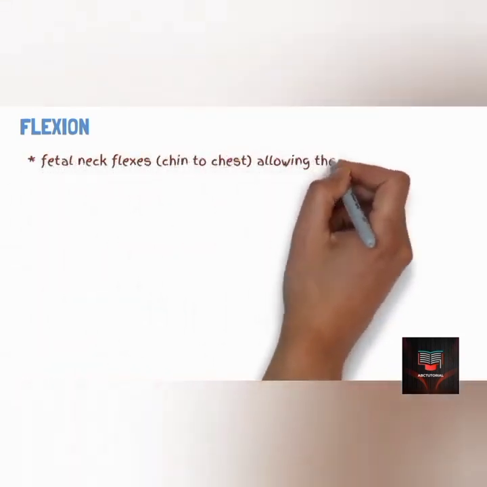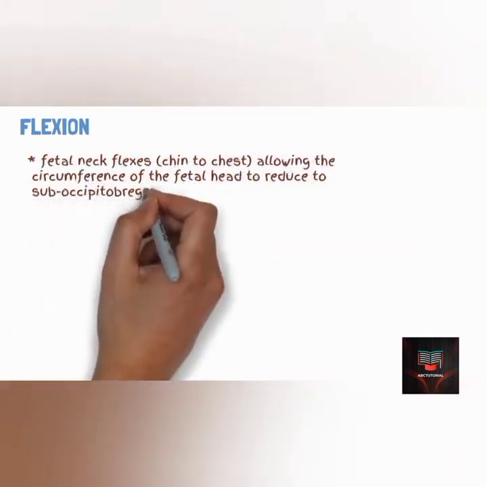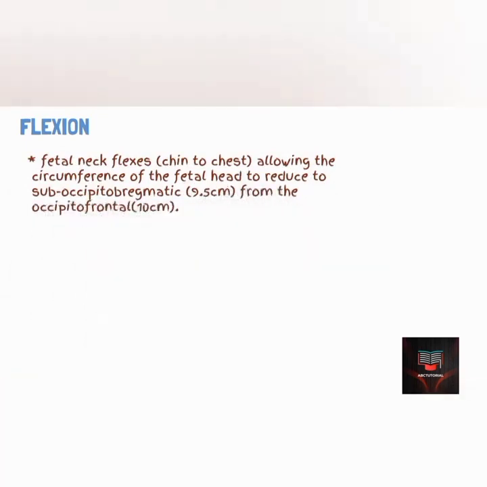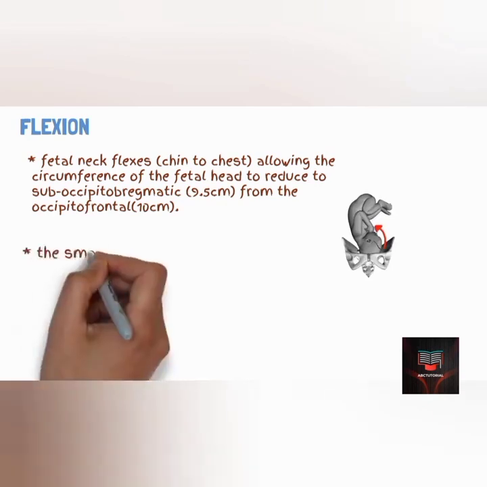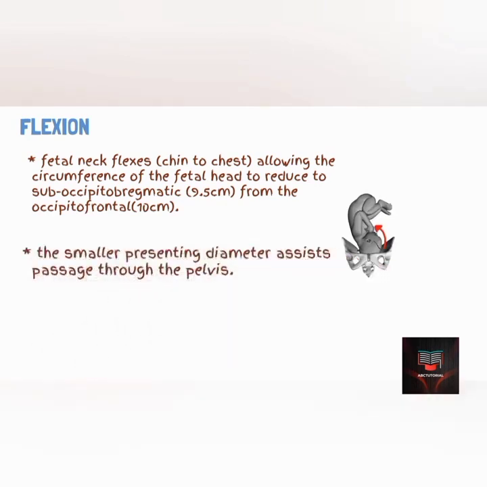The next step is flexion. This occurs relatively due to the pressure that is exerted on the fetal head by the pelvic floor. Hence, the circumference of the fetal head that enters into the pelvic outlet is the lowest possible circumference, which is the suboccipitobregmatic diameter instead of the occipitofrontal diameter. In this position, the fetus has a small diameter which enables it to pass easily through the pelvic outlet.